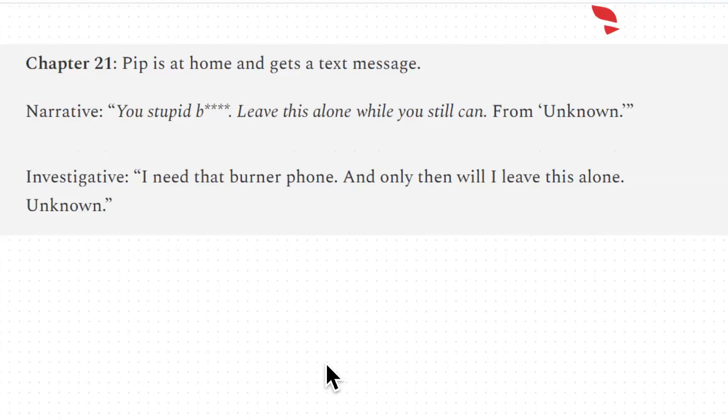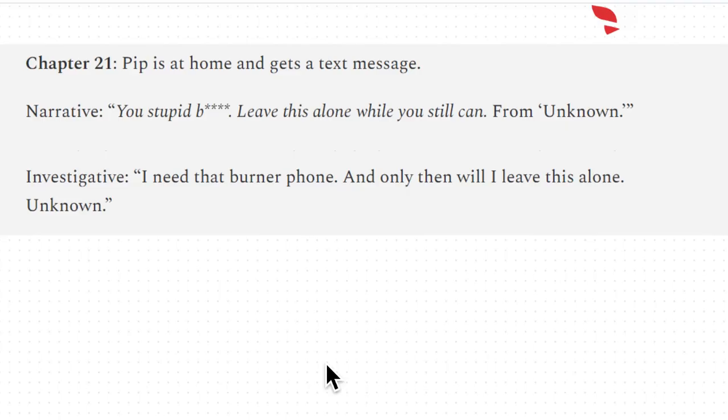It also locks the character more firmly onto their path by showing that they're now implicated and that they're on the right track. The investigative last line is, "I need that burner phone, and only then will I leave this alone. Unknown." So we have the new goal stated for the next scene.